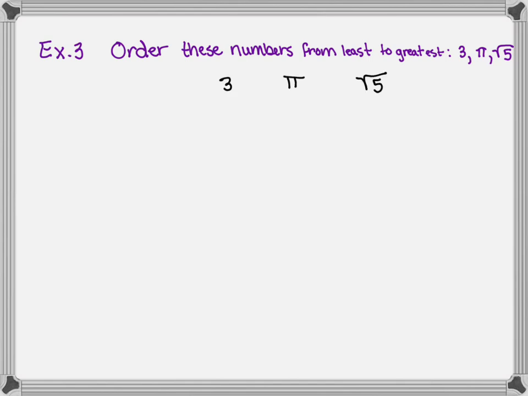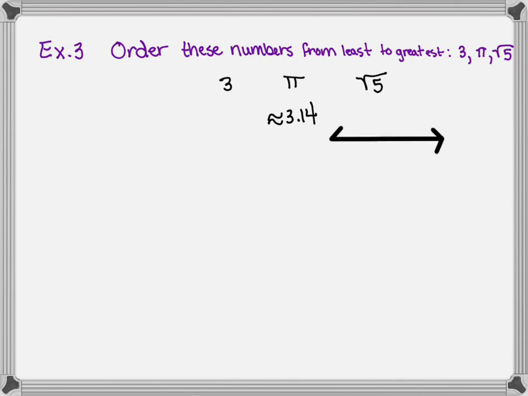So I've got 3, pi, square root of 5. Well, 3 we know. Pi is approximately 3.14. It's not exactly 3.14. It keeps going. Remember, it's irrational, so it's not exactly 3.14. We'll see if we have enough decimal places for our ordering, but for now we'll approximate it as 3.14.